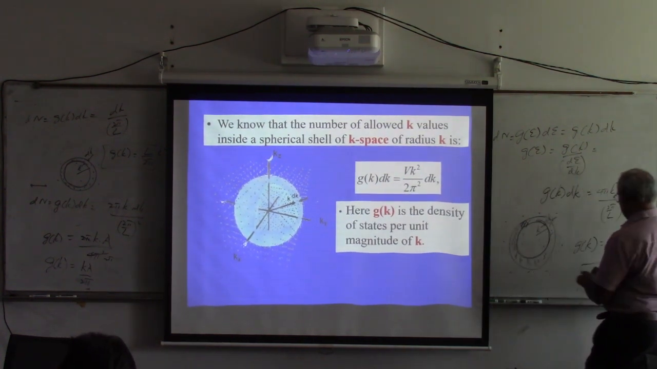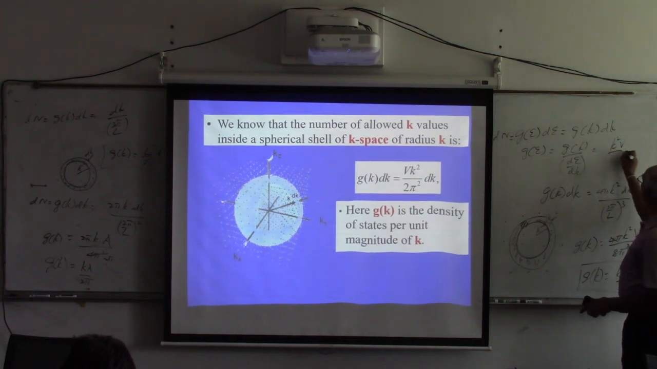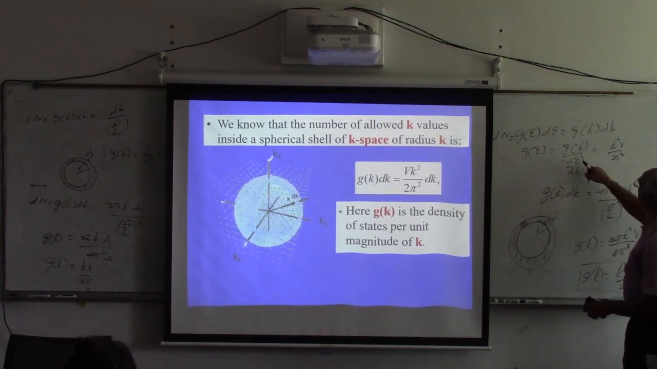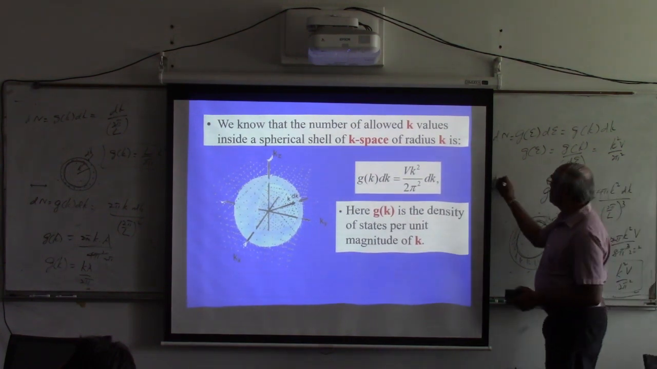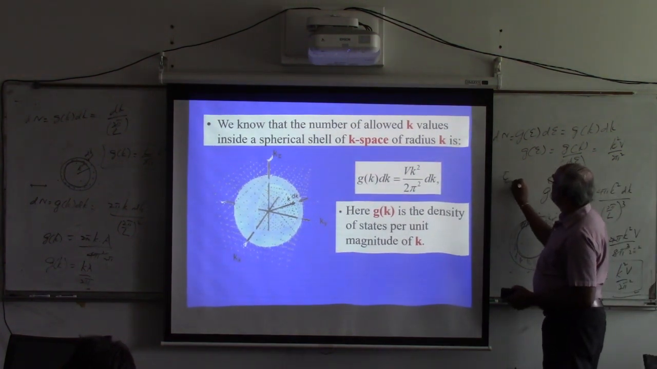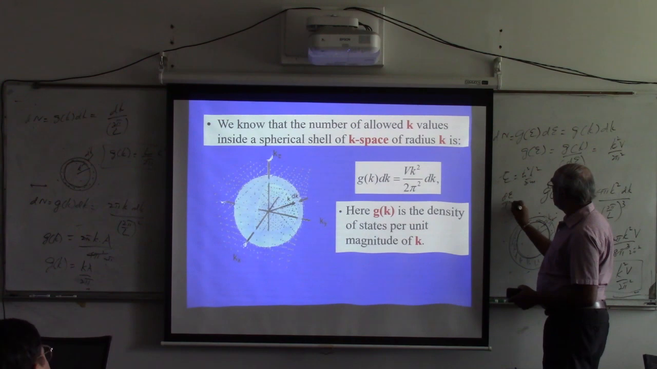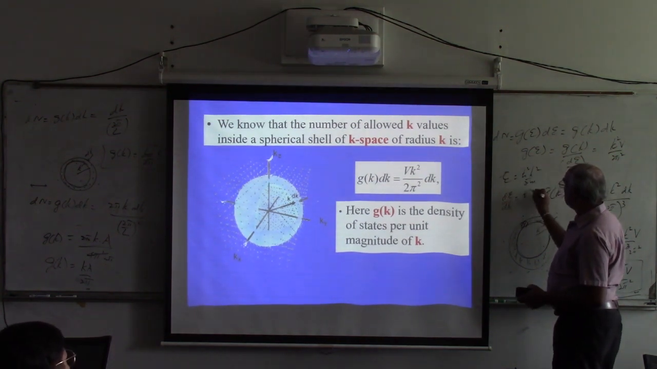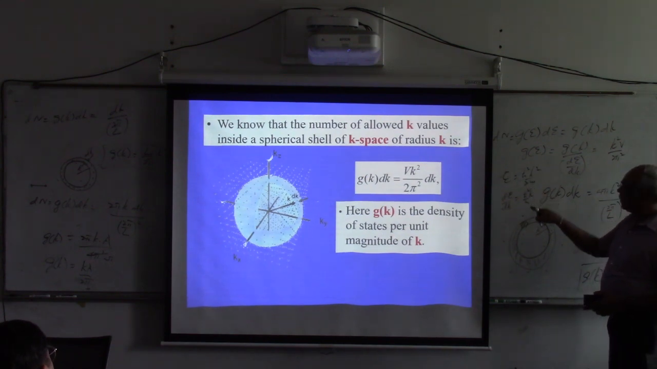So now GK we know is k squared V over 2 pi squared. Then dE over dk you get from your dispersion, right? E is equal to h bar squared k squared over 2m. Then what is dE over dk? It is h bar squared k over m. The 2k and 2 cancel. Yeah?